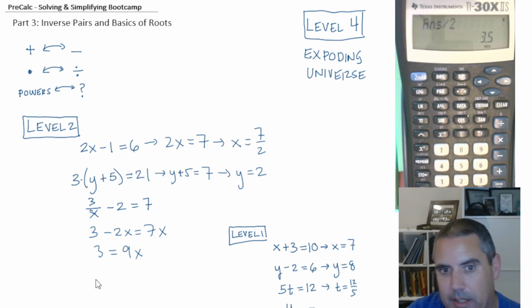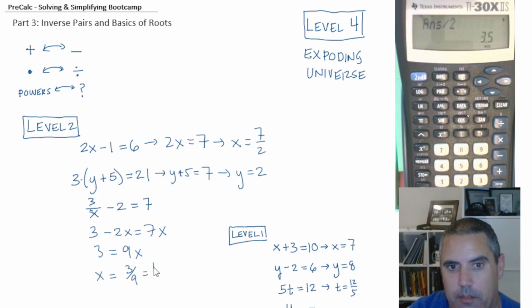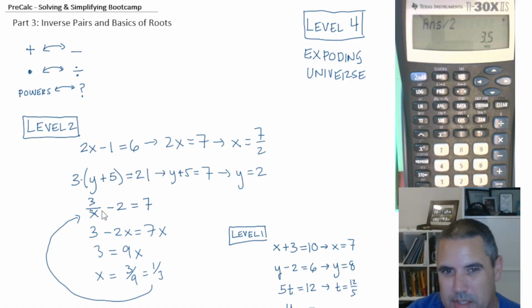So we divide by 9. X is 3/9, or 1/3. And we like the fact that we could go back and check. We could plug that in there. We get 3/3, which is 9 minus 2 is 7, and we would know we're right.